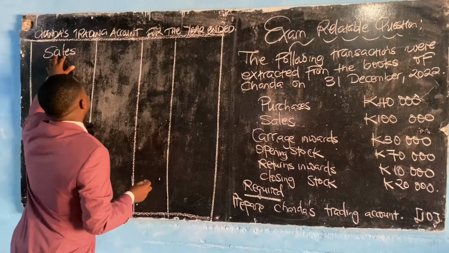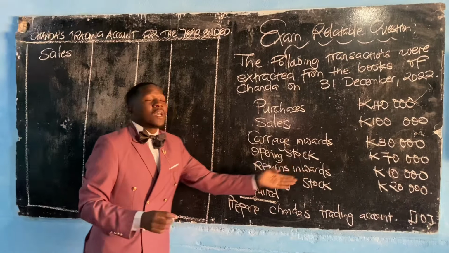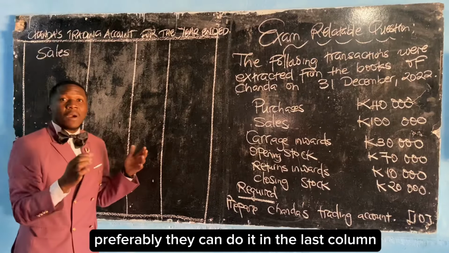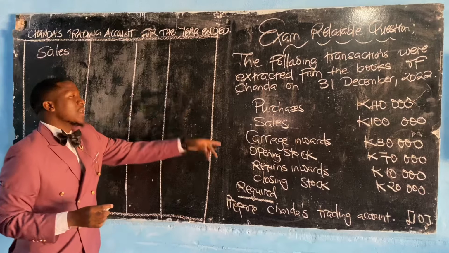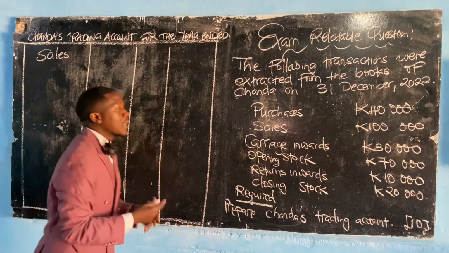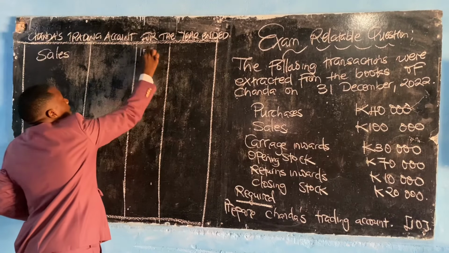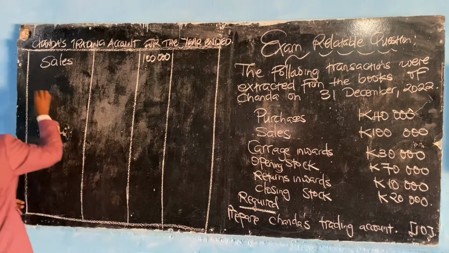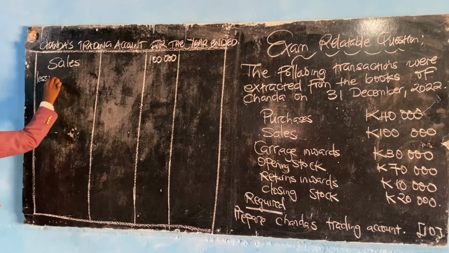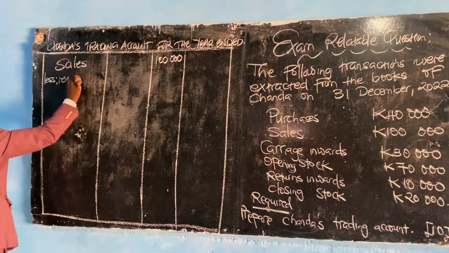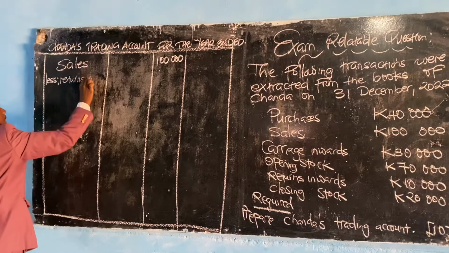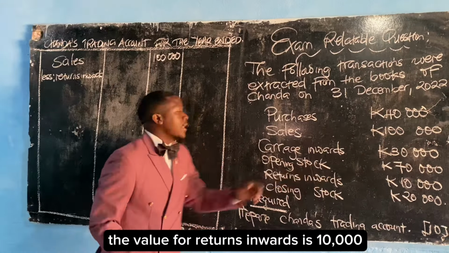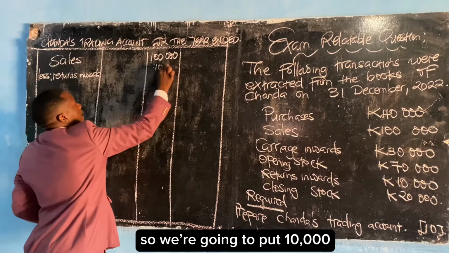So if there is sales and then there is returns inwards, we can be able to do our calculation in the second column. For others, preferably, they can do it in the last column. So sales, the value is 100,000 kwacha. So I'm going to say 100,000 kwacha. And here, we're going to say less, then we're going to say returns inwards. The value for returns inwards is 10,000. So I'm going to put a 10,000.